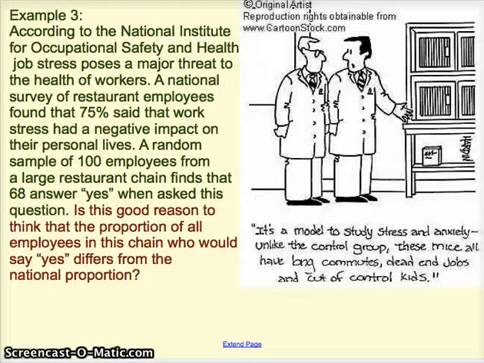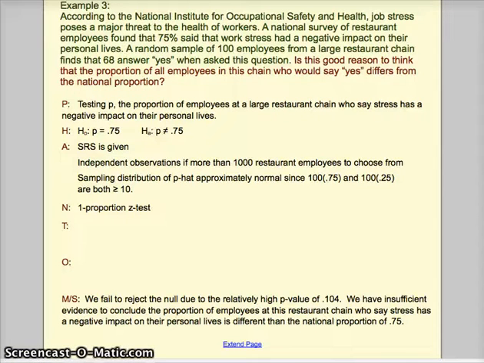All right, one last example. You can go back and pause me if you want to read the cartoon. I'm running out of time. Let's give this a quick read. Pause me.